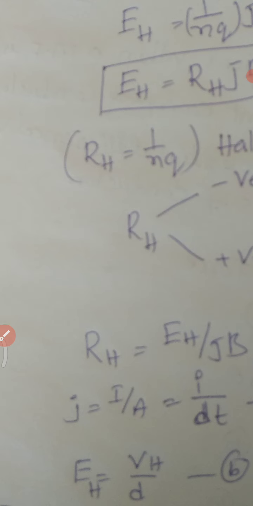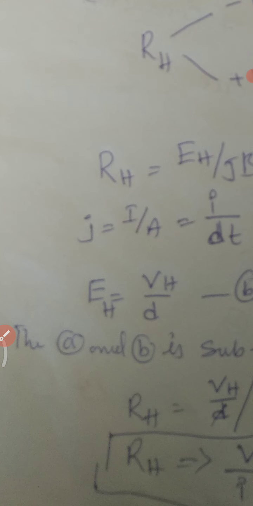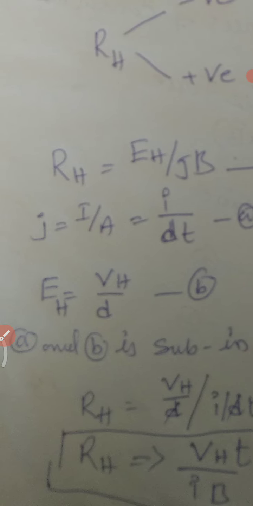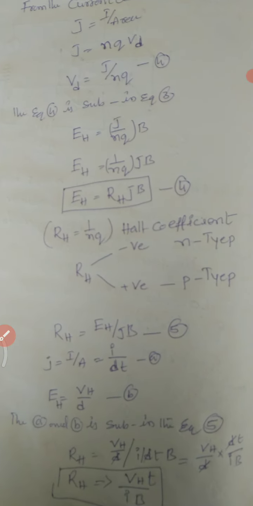Then RH is equal to EH by JB. Then J is the current density, that is I by dt, where I is the current, t is the time, and d is the distance between the positive charge and negative charge. EH is equal to V by H. When the two equations are substituted in the RH value, we get RH is equal to VH dt by IB. This is the equation for the RH value.